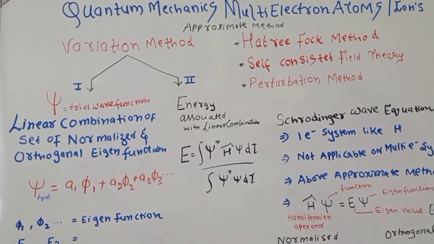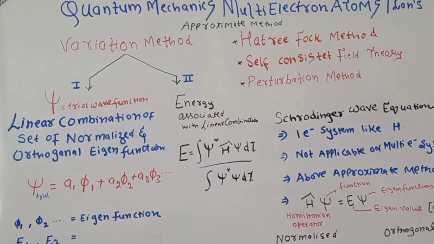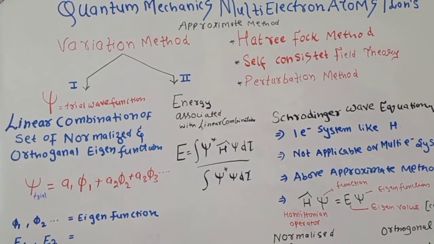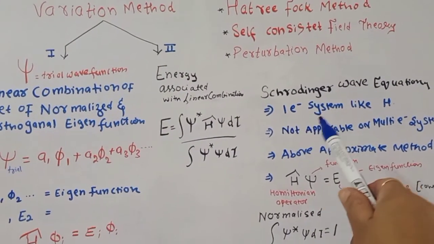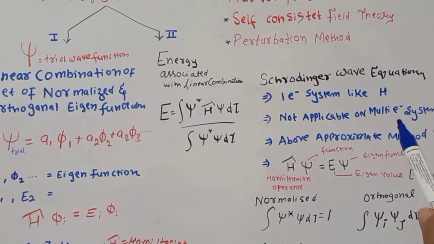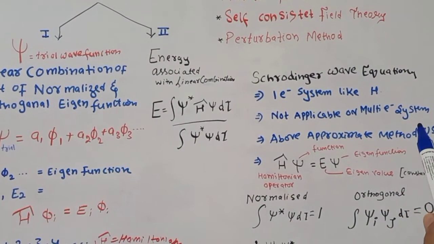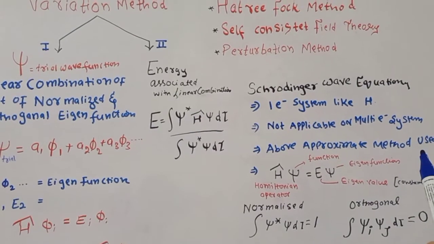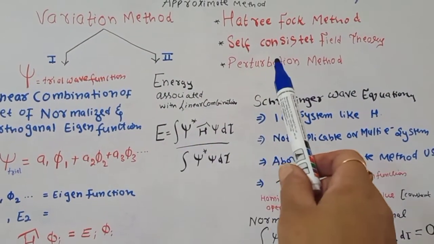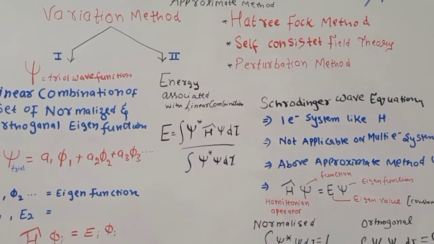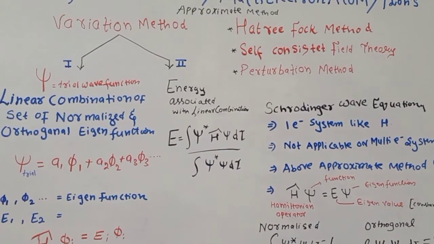Now, the Schrodinger wave equation gives the solution only for a one-electron system like hydrogen, and it is not applicable for multi-electron systems. So approximation methods are there which will give us the solution for multi-electron systems. First, the variation method we will discuss in detail.